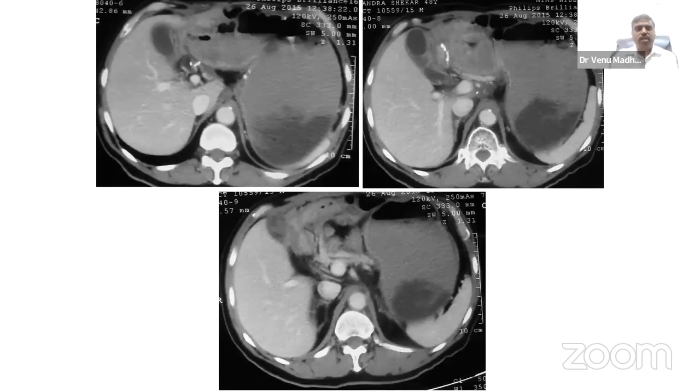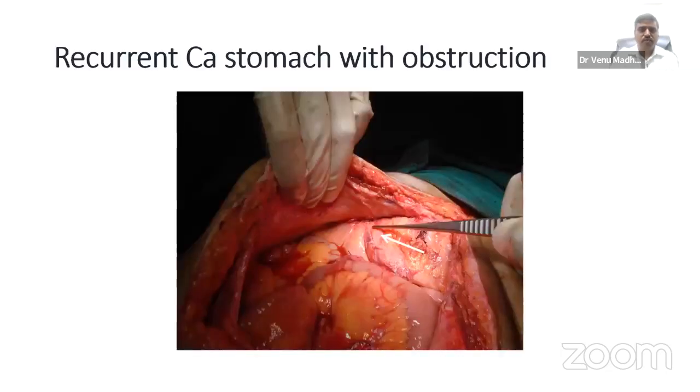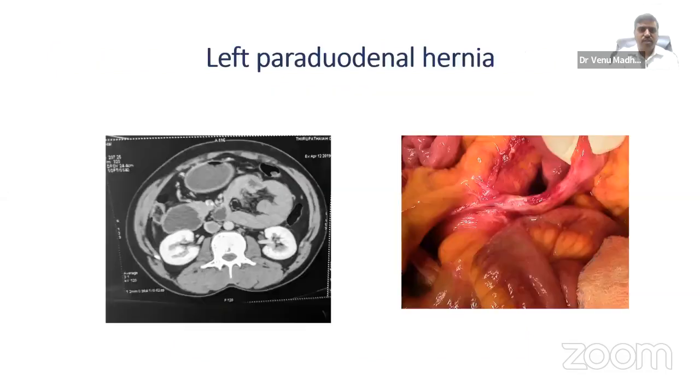Not only that, CT scan gives very valuable information about the difficulty of surgery. This is a recurrent case with a lot of fat planes involving the anterior abdominal wall, and it will signify a very difficult surgery.